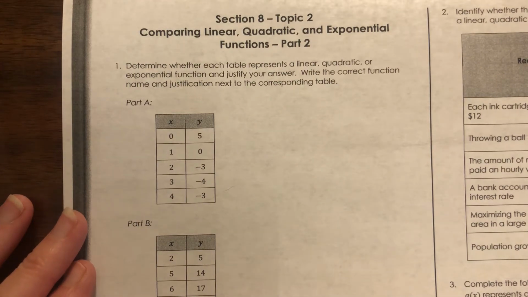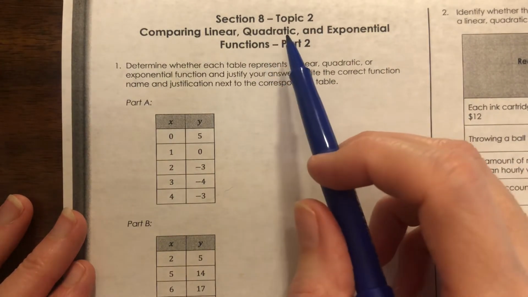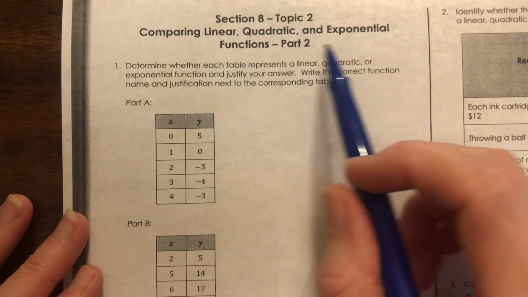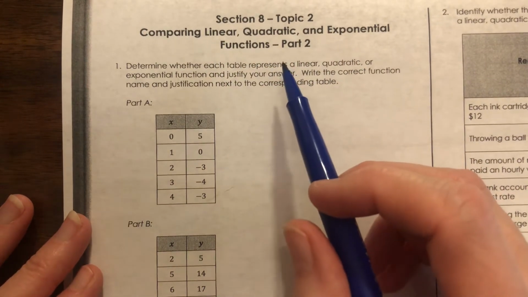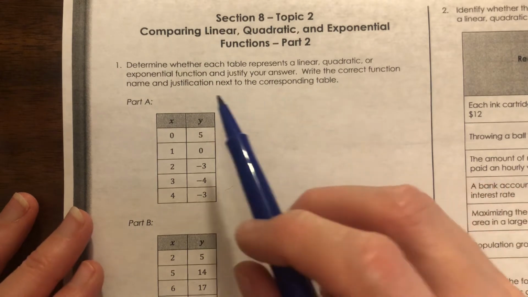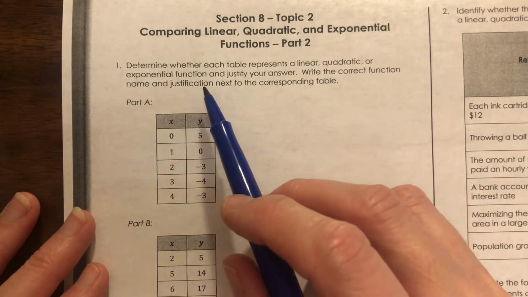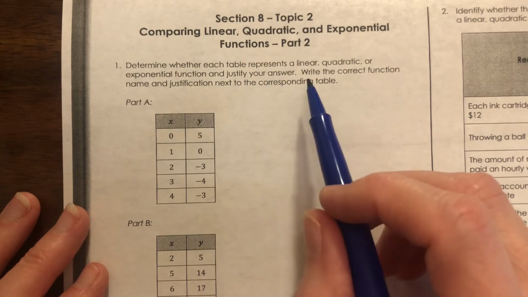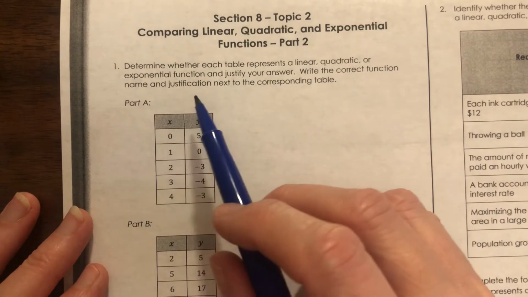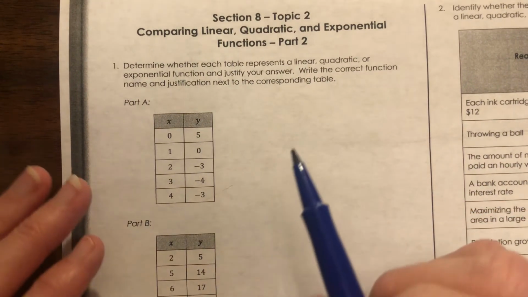All right, here are the solutions for Section 8, Topic 2, Comparing Linear, Quadratic, and Exponential Functions, Part 2. Determine whether each table represents a linear, quadratic, or exponential function and justify your answer. Write the correct function name and justification next to the corresponding table.